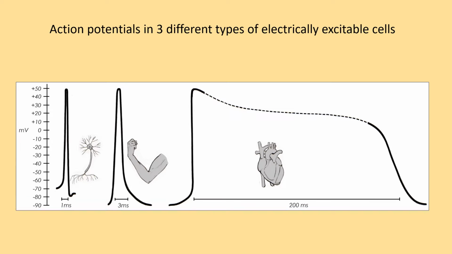So you can see that the neuron and the skeletal muscle cell are more similar to each other in the shape that their action potential graph takes. Something a little different happens in cardiac muscle cells, and it involves calcium ions in addition to sodium and potassium. So we're focusing on skeletal muscle tissue here, and in this brief introduction to action potentials, I can basically tell you it's similar to what happens in a neuron.